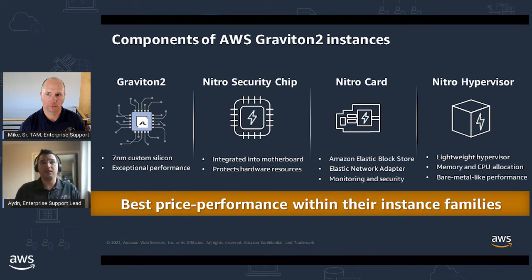And the Nitro card handles interfacing with devices like Amazon EBS or Amazon ENA, the network attachments, and also provides additional monitoring and security for those interfaces. And finally, because of the Nitro security chip and the Nitro card, the Nitro hypervisor itself is very lightweight. It handles memory and CPU allocation with bare metal-like performance. So these purpose-built and modular building blocks give Graviton2 based instances tremendous performance. And if you're interested in more on Nitro, we can drop a really cool re:Invent talk from 2019 diving deep into Nitro. Any questions at this point?